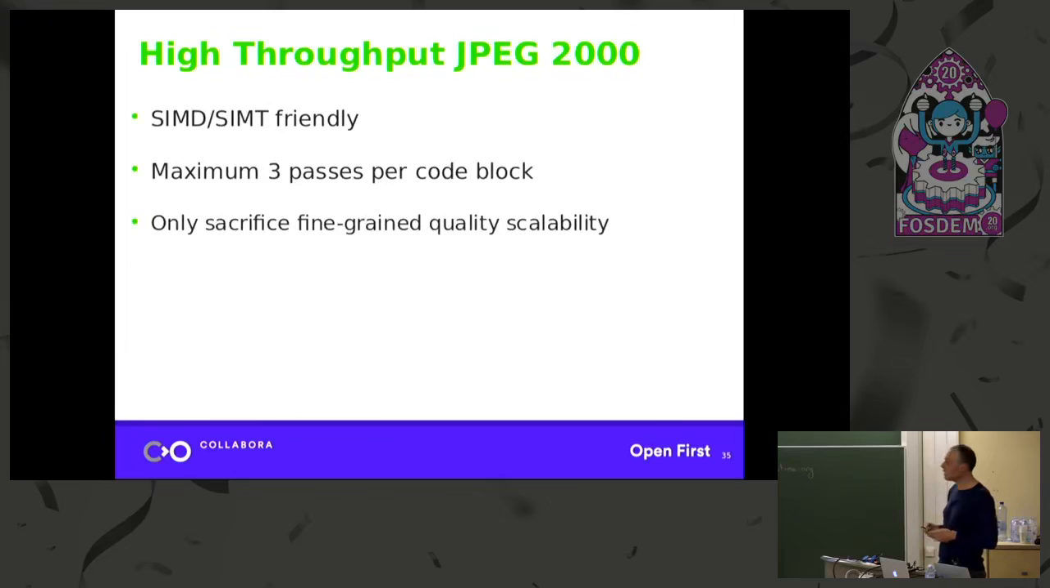And the difference is that it's actually friendly for GPUs and vector calculations, which was different from the original encoder, which was designed when multiplication was expensive. So they tried to avoid multiplication by creating branches and doing a very serial approach, and that doesn't really work on modern hardware. So this one is designed with SIMD in mind. There are fewer passes, and you just sacrifice the quality scalability that you had from the original JPEG2000, but everything else is the same.